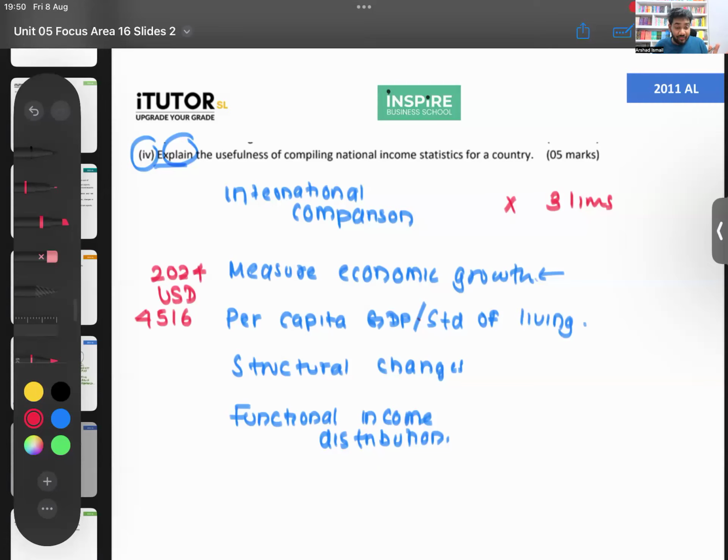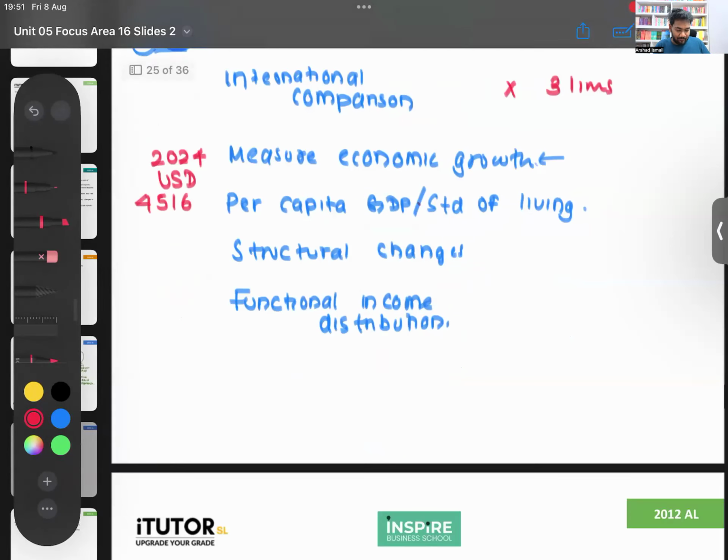So all of that you are able to calculate and compare, because you are calculating something called national income accounting. That's a very easy theory question. Done. Then we move into the next one.